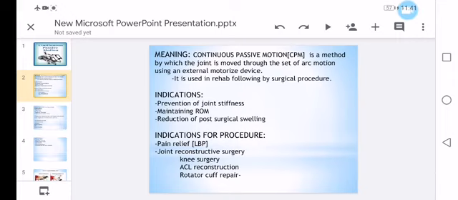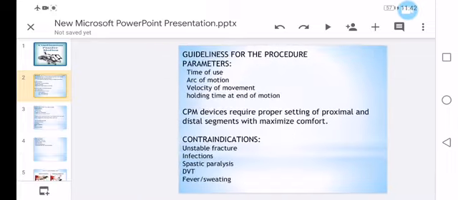And indications for the procedure: pain relief, and joint reconstructive surgery. It might be a knee surgery, ACL, meaning anterior cruciate ligament reconstruction, or rotator cuff repair, where you have 6 muscles to be repaired.